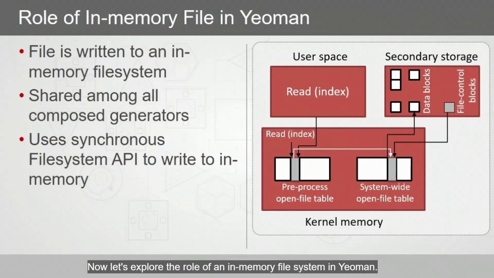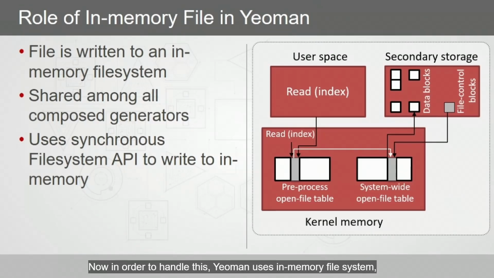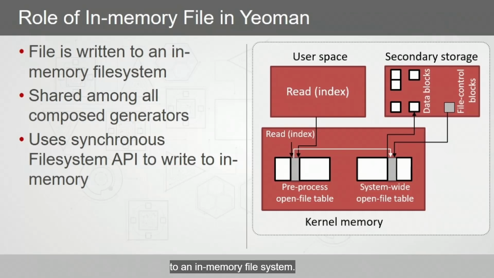Now let's explore the role of an in-memory file system in Yeoman. Yeoman by default is very careful when it comes to overwriting user-specific files. So whenever a write takes place on a pre-existing file, it goes through a conflict resolution process, in which it validates every file write that overwrites the content of the particular file. Now in order to handle this, Yeoman uses an in-memory file system, which takes the responsibility of getting the data written in a file to an in-memory file system.